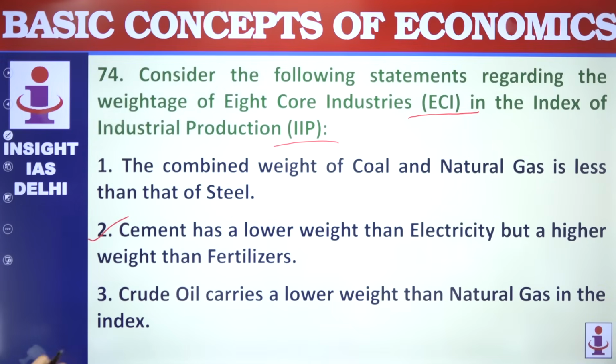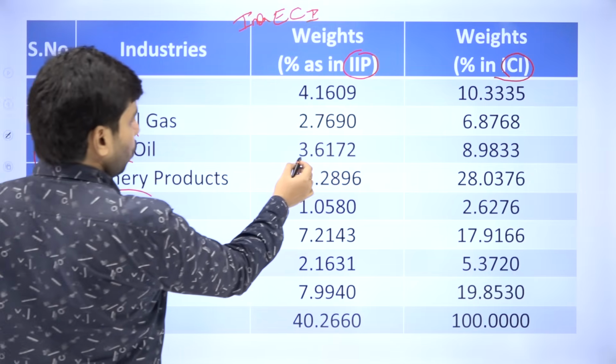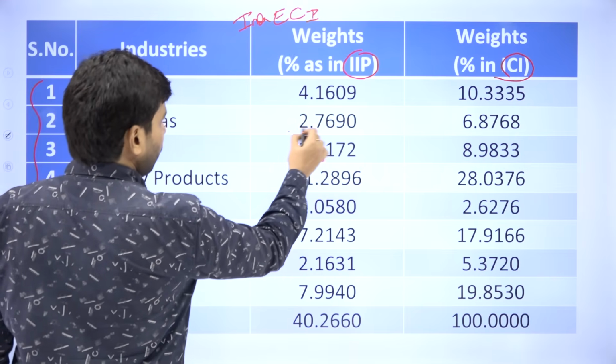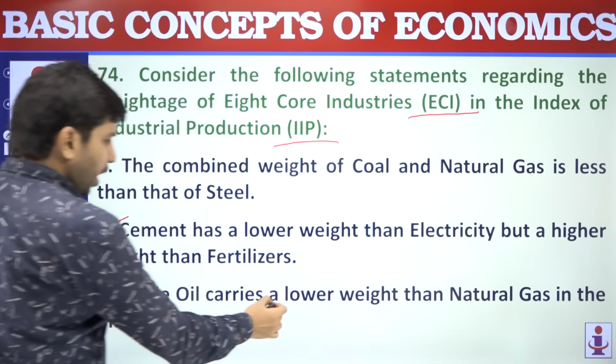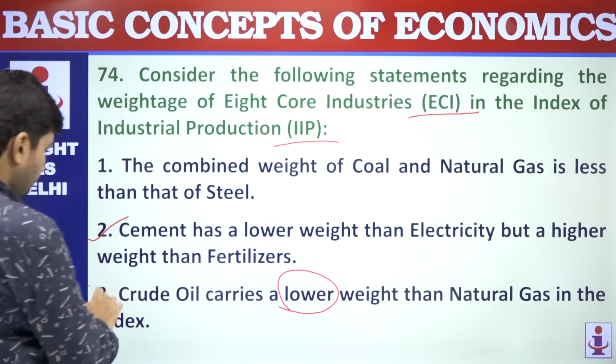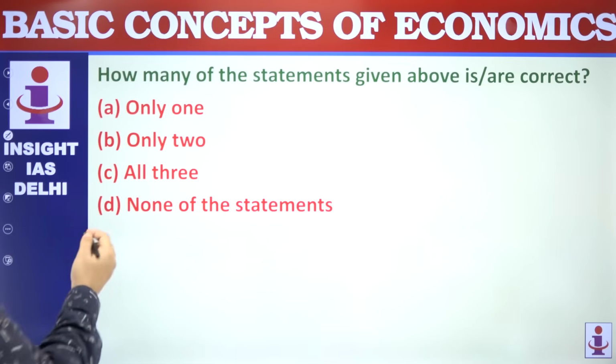Crude oil carries lower weight than natural gas in the index. No, crude oil is carrying higher weight than natural gas. So crude oil is not carrying lower weight. So 1 and 2 are correct. Only 2 are correct.